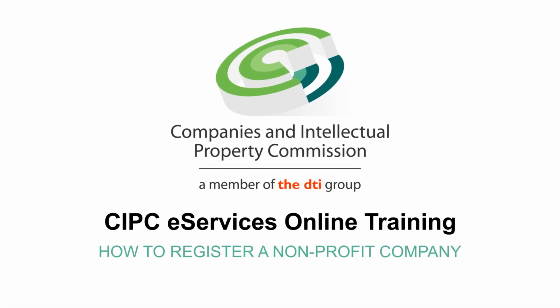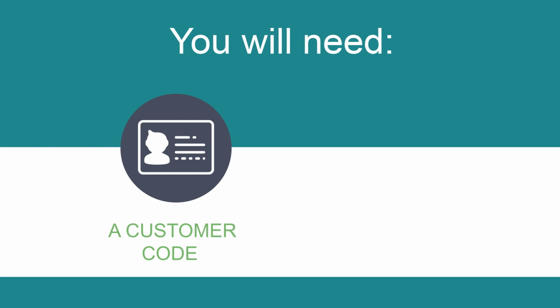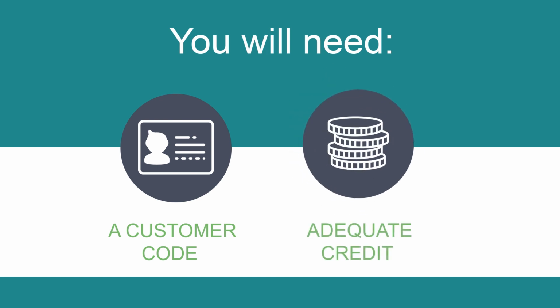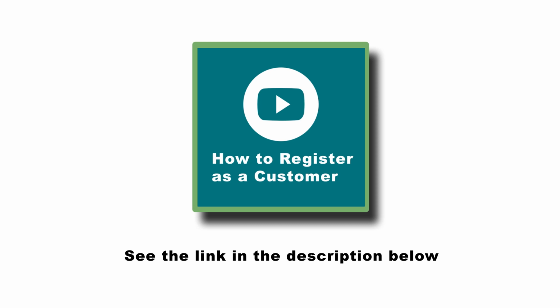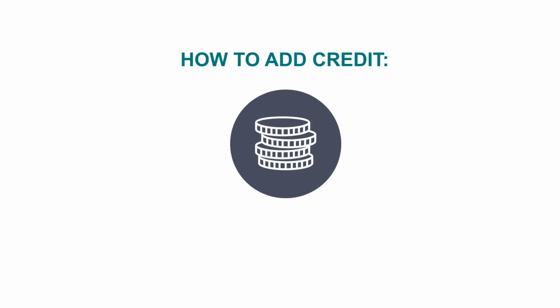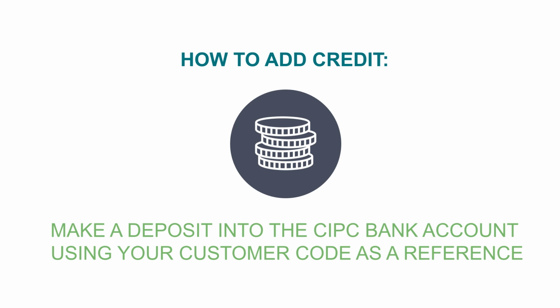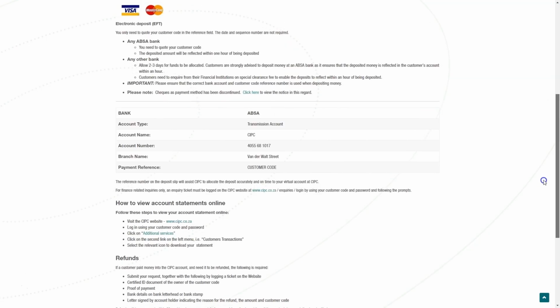To register a non-profit company, you should have registered as a customer and have adequate credit in your customer code. If you have not done so yet, please see the video on how to register as a customer. To add credit to your customer code, you will need to make a deposit into the CIPC bank account using your customer code as reference. The banking details can be found on the CIPC website.